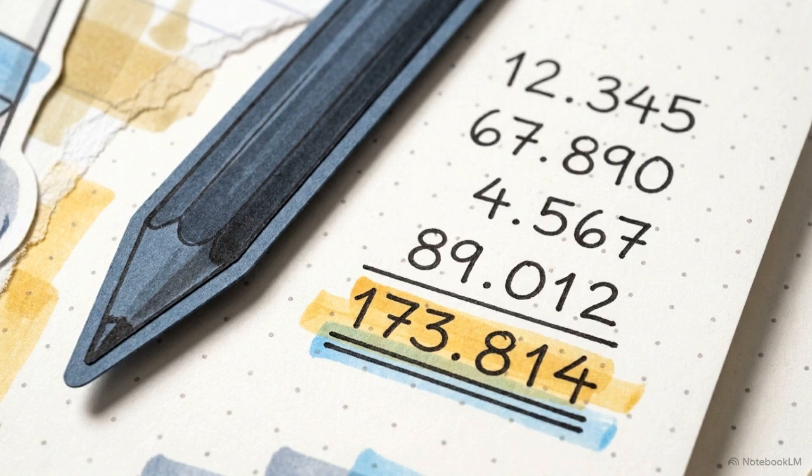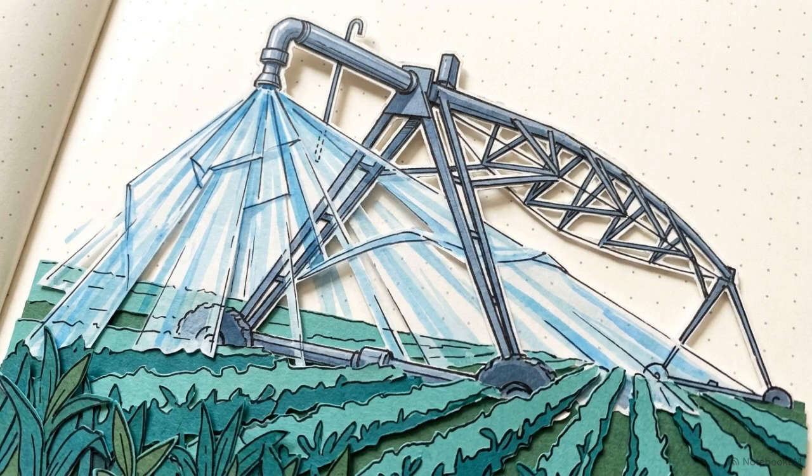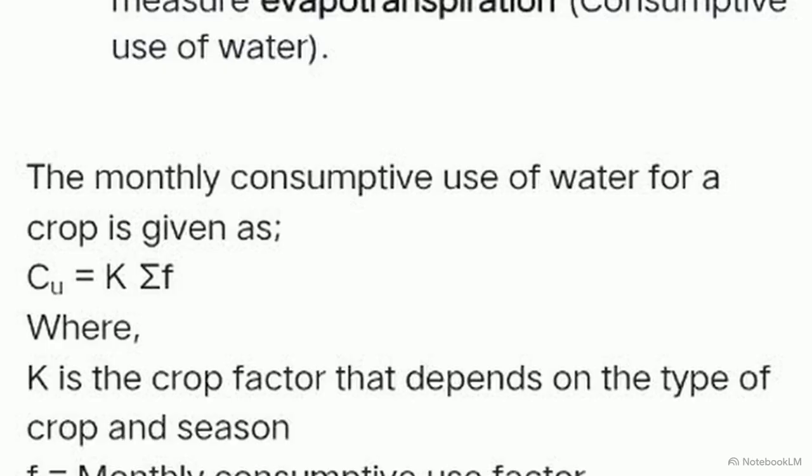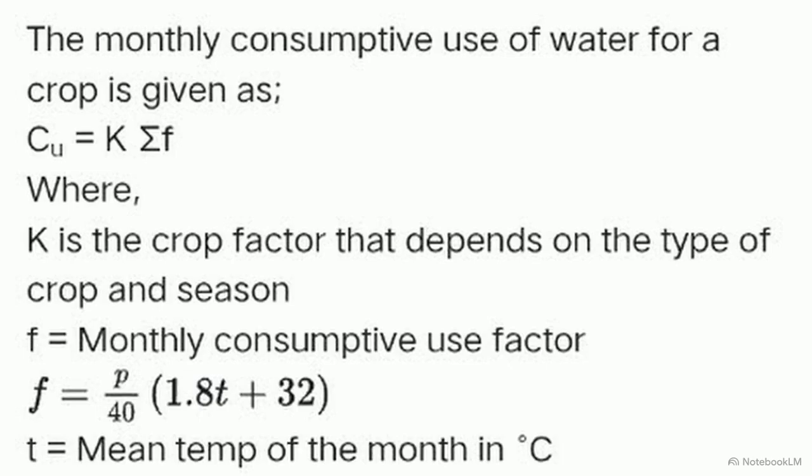Quantifying this water loss was the first step toward moving away from guesswork and establishing technical control over agricultural water supplies. The core of the method is the master equation used to find the monthly consumptive use, or C sub U. C sub U is equal to the crop factor, K, multiplied by the sum of the monthly consumptive use factor, F.